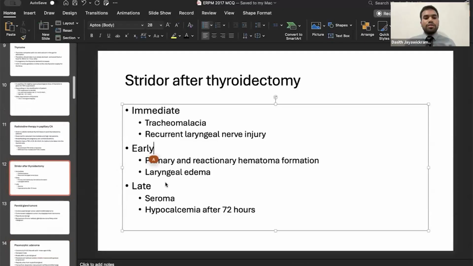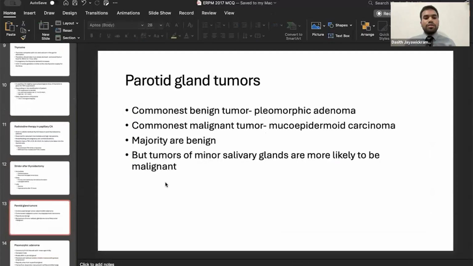Okay. So let's go to our question. So recurrent laryngeal nerve palsy. Is it true? Yes. Neck hematoma, as we discussed. Yes. Tracheomalacia. Yes, as we discussed. Hypothyroidism. What do you think?